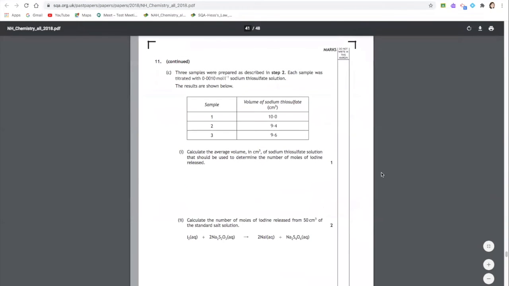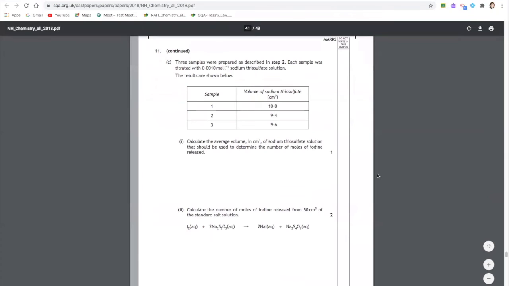C part 1. Calculate the average volume in centimetres cubed of sodium thiosulfate solution that we used to determine the moles of iodine released. So remember, when you're calculating the average volume of a titre, you don't take into account the first one because that's a rough titration, and then after that it's only results that are concordant, so that's within plus or minus 0.2 centimetres cubed of each other. So these two are concordant, so that means the average would be those two added together divided by 2, which would be 9.5 centimetres cubed.